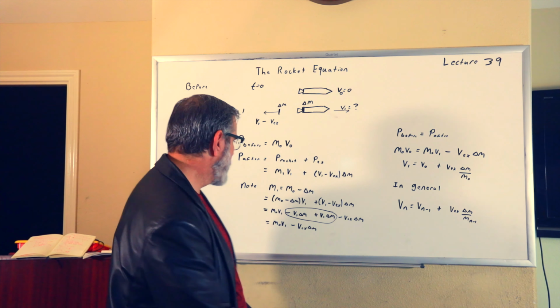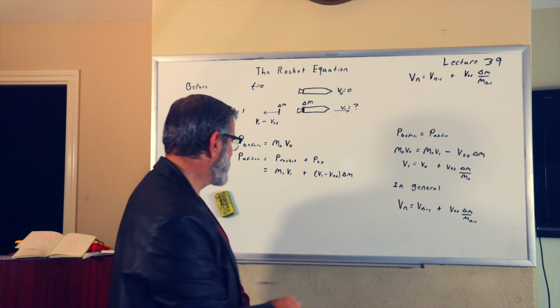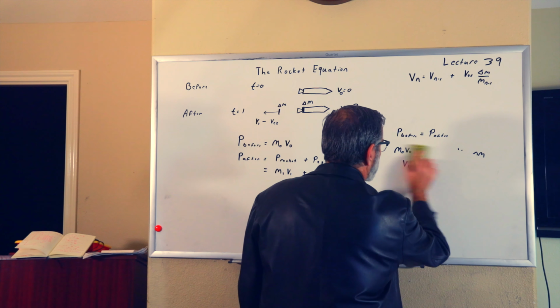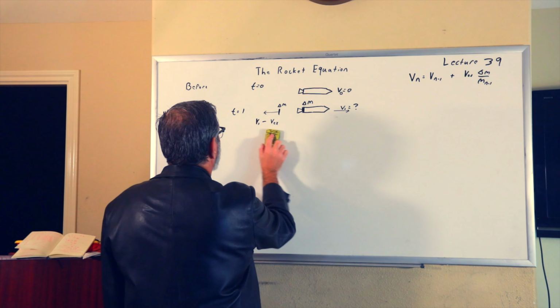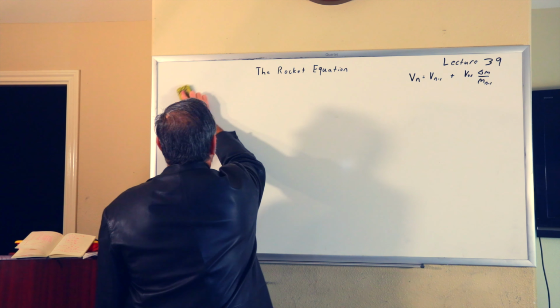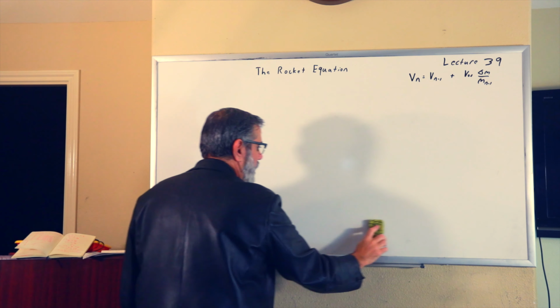Okay. So now let's put it to practice. Let's actually calculate some stuff with it. So I'm just going to erase these equations here. Maybe I'll write the result up here: V sub n is equal to V sub n minus 1 plus V exhaust delta M over M of n minus 1. Remember, these subscripts tell me what time step I'm on. So I've discretized the time steps. This would be a very good way to do it if you were going to do it by computer, for example, and simulate this stuff on a computer.